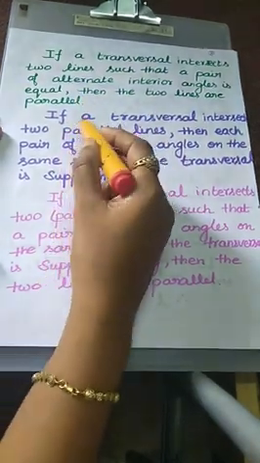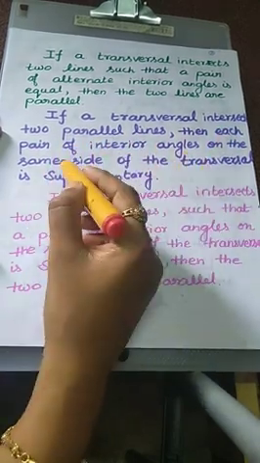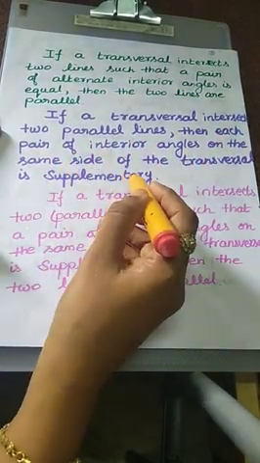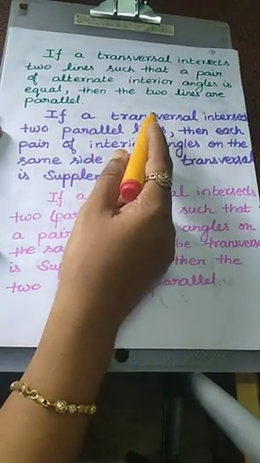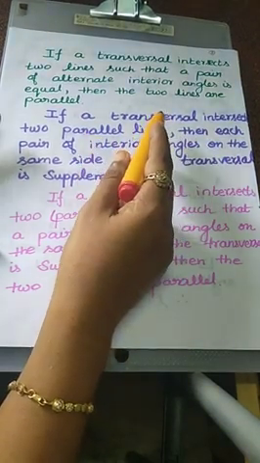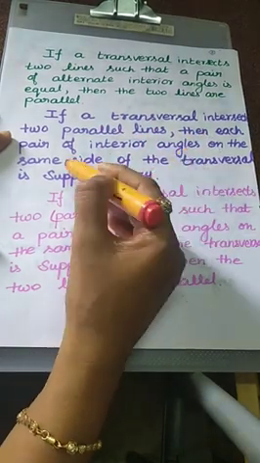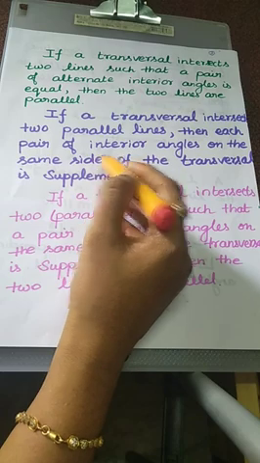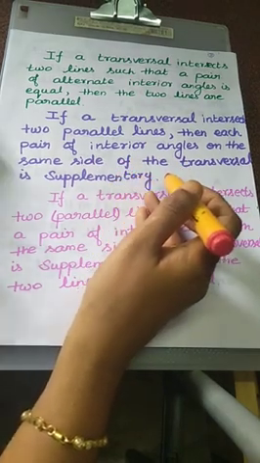Okay. Next, if a transversal intersects two parallel lines, then each pair of interior angles on the same side of the transversal is supplementary. Actually, a line that intersects two parallel lines is a transversal. So, a transversal line intersects two parallel lines. Each pair of interior angles on the same side of the transversal is supplementary. That is, co-interior angles are supplementary.